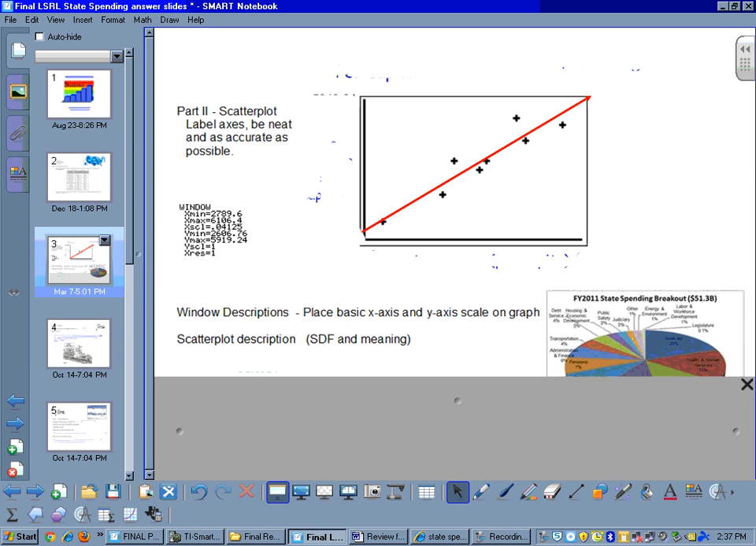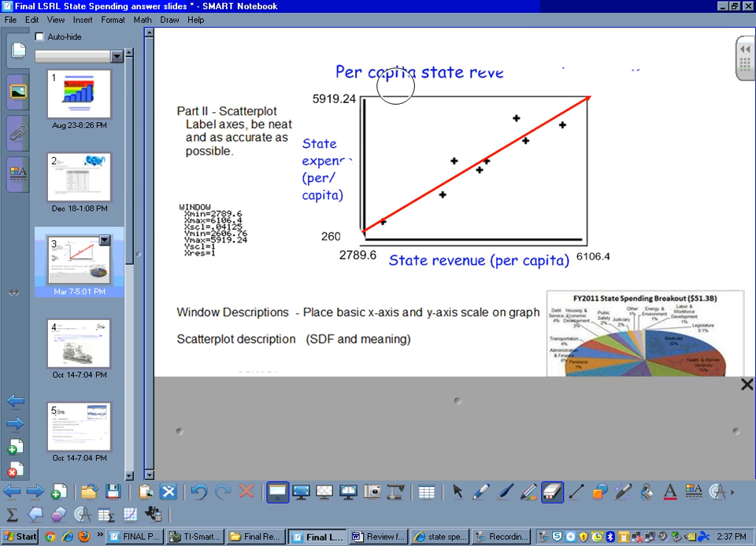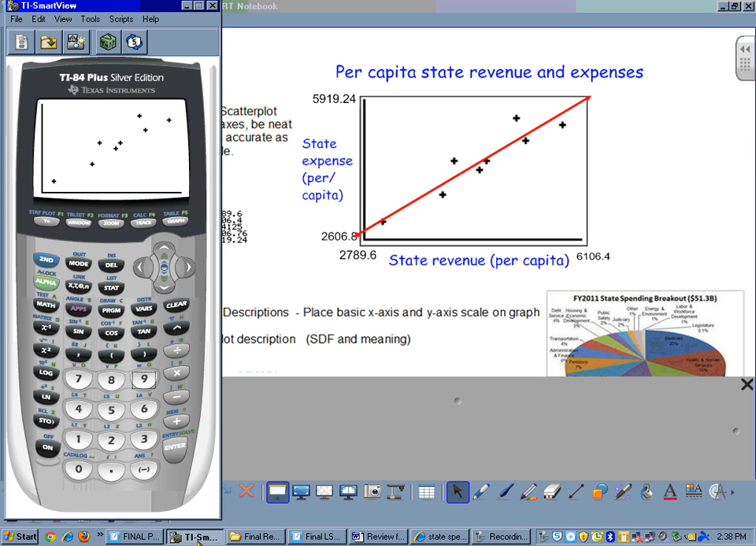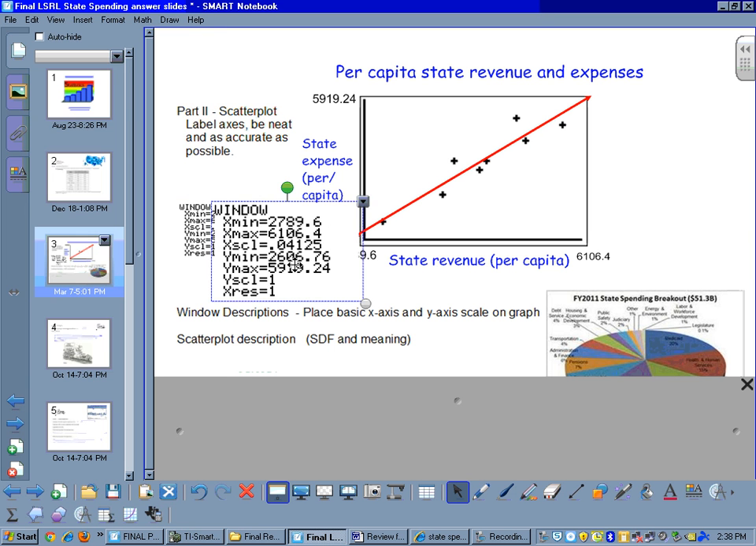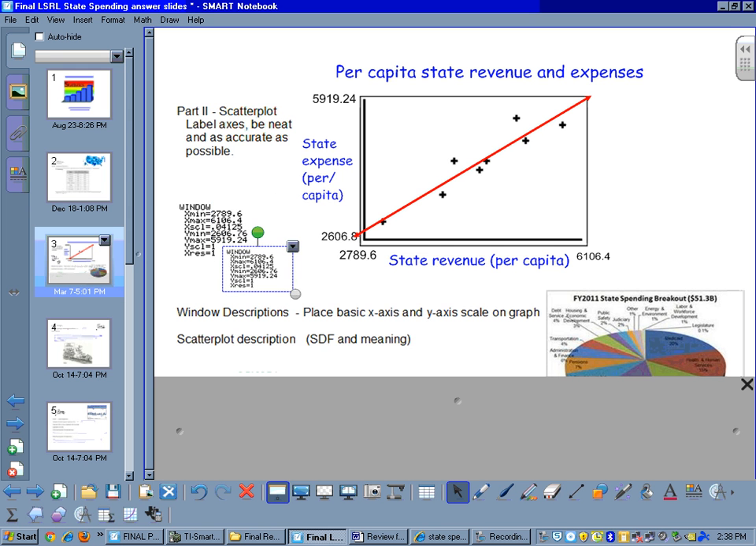You'll want to bring that scatter plot over to your worksheet and make sure you put the title on and label the axes with their numbers as well as with their titles. And to find out what window you would like to choose, you can press the window button and bring those numbers over as well. And we have those placed right there for you.